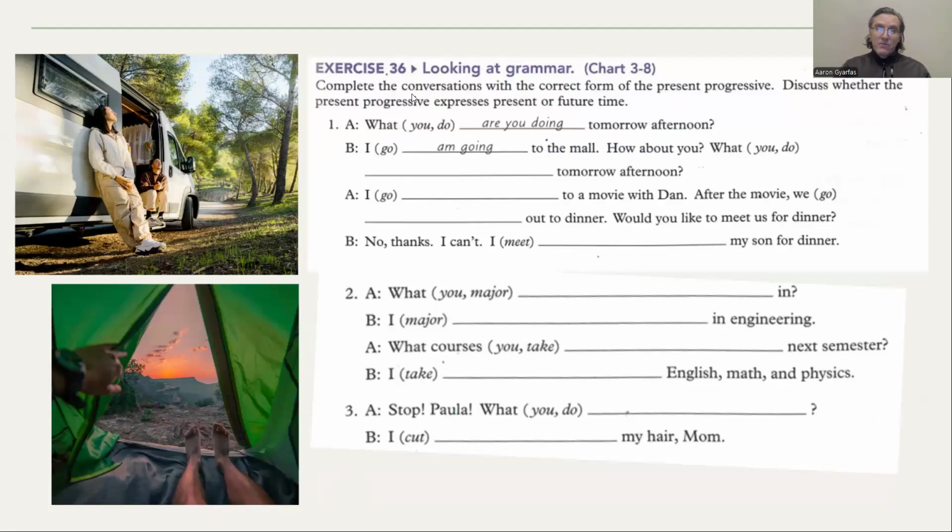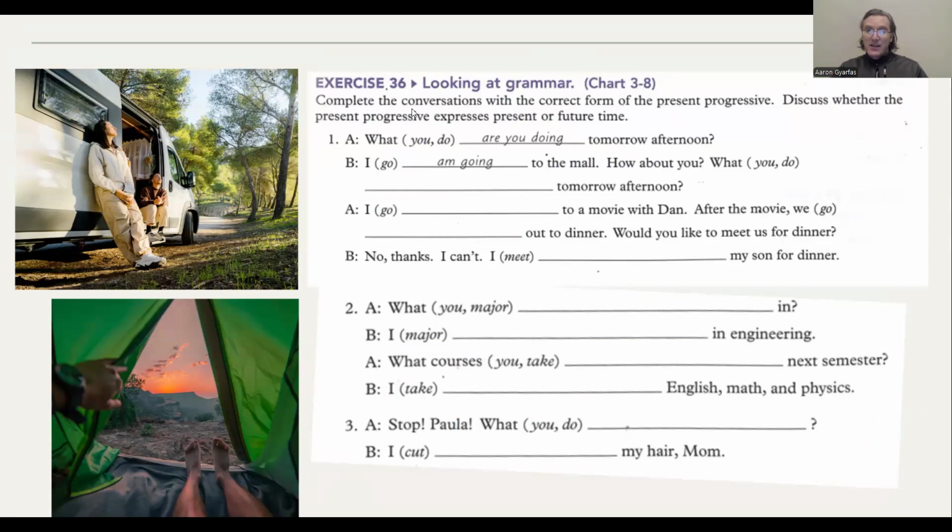And now you can do some more practice. Exercise 36 in your textbook. You want to complete these with the correct form of present progressive, not will or won't, and not be going to, but just simple present progressive. You need the correct form of the be verb, am, is, are, and then the ing form of the verb. So in the example number one, what are you doing? I am going. Complete, and then pause the video.